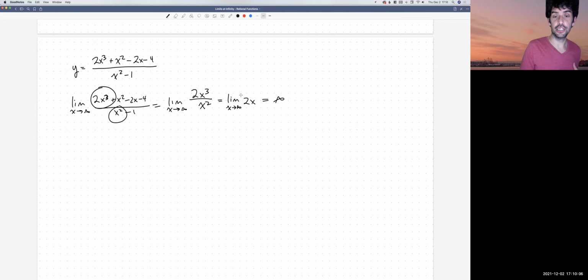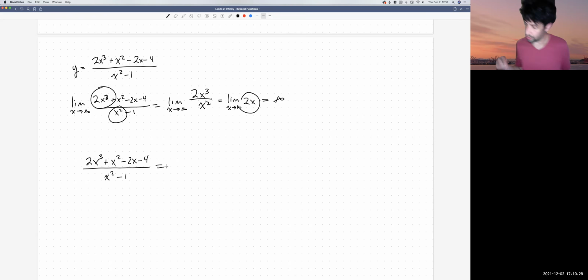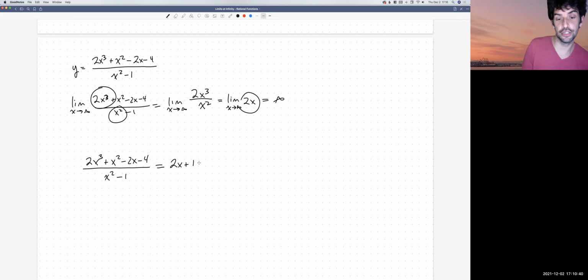Our original rational function looks a lot like 2x when we get really big. That's one way to interpret this, but it's actually not quite that. If you perform long division on this, which I'm not going to do right now, you get a remainder. They don't divide out evenly. This can be rewritten as 2x plus 1. That's the result of the long division.